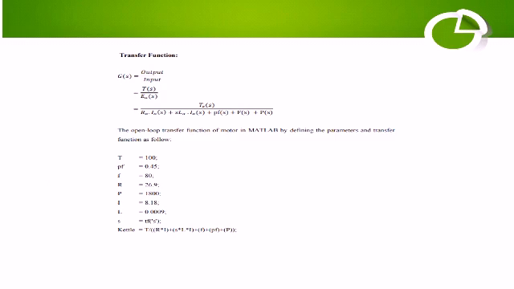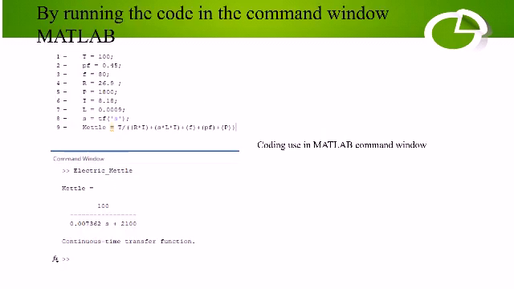Next, for the transfer function, G(s) equals output over input, so T(s) over E(s). The open loop transfer function of water in MATLAB is obtained by defining the parameters and transfer function as below. These are the things that we need to follow, and we will put them in MATLAB to get the result, by running the code in the MATLAB command window.